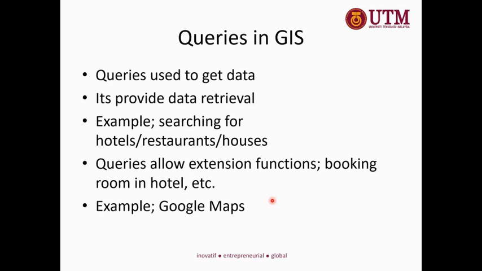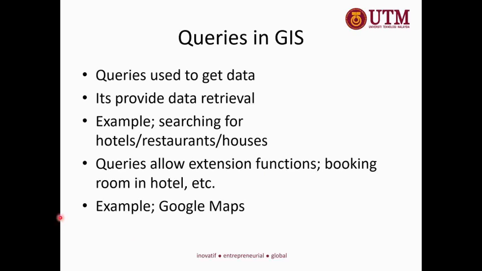Secondly, we will see the queries. A query is basically how we ask the data or the system to give us information about something certain. It provides data retrieval. For example, we can search for hotels or restaurants or houses. This is an example that we always use in Google Maps or the Waze application, when we want to find a new restaurant and so on. Queries allow extension functions, such as booking a room in a hotel.